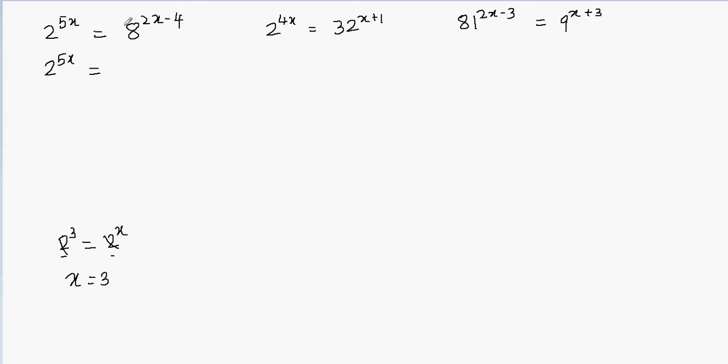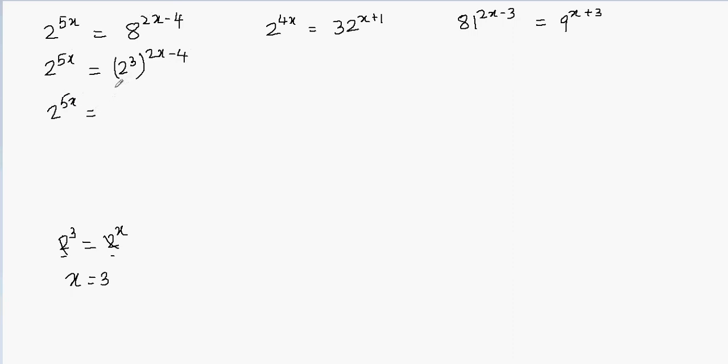Now, how do I write 8 in the form of 2? I can write 8 as 2 cubed. I didn't change anything because 2 cubed is equal to 8. Then I write the parentheses and then the power, so the exponent is 2x minus 4. This is just a different way of writing 8. Here I have 2 to the power 5x, which will stay as it is.